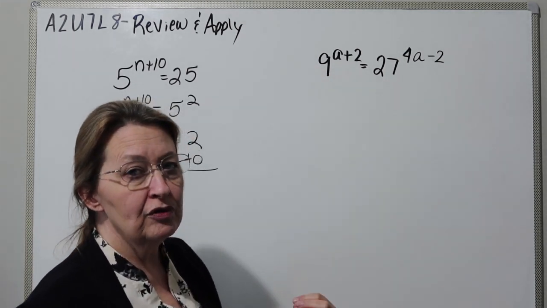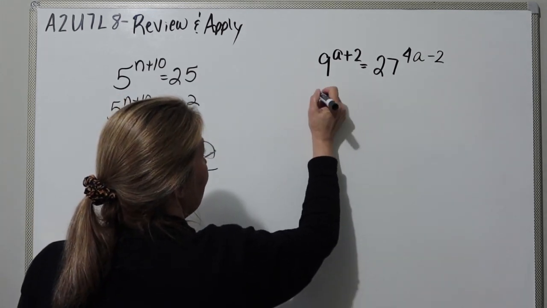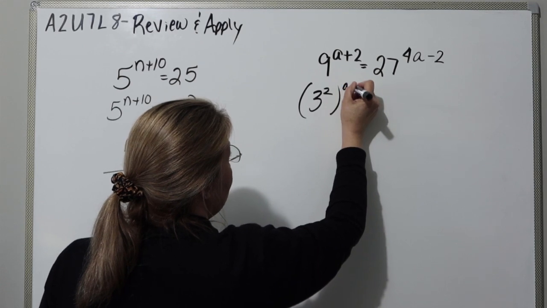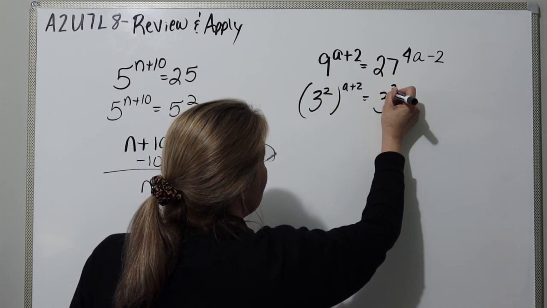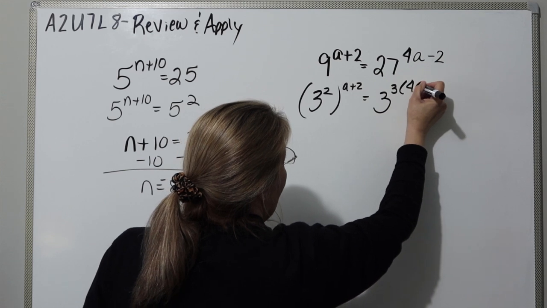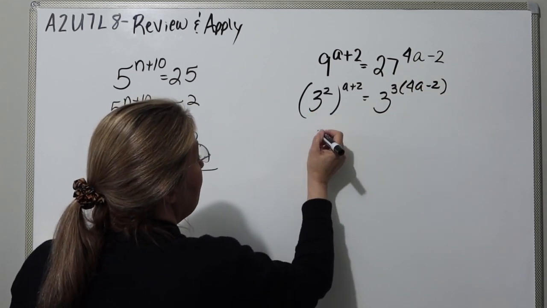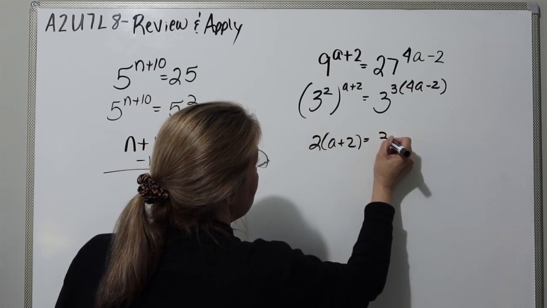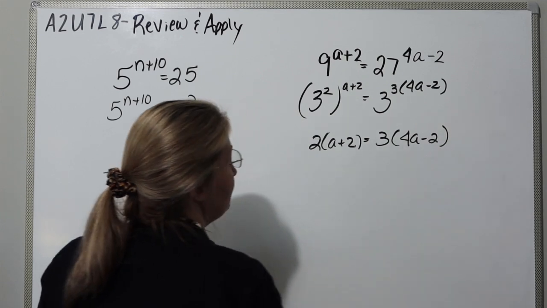For this problem, we looked at our two bases, 9 and 27, and we said, well, they have a common root of 3. So we are going to rewrite 9 as 3 squared with that a plus 2. And we're going to rewrite 27 as 3 to the third at 4a minus 2. And here's our equation: 2 times a plus 2 is equal to 3 times 4a minus 2.